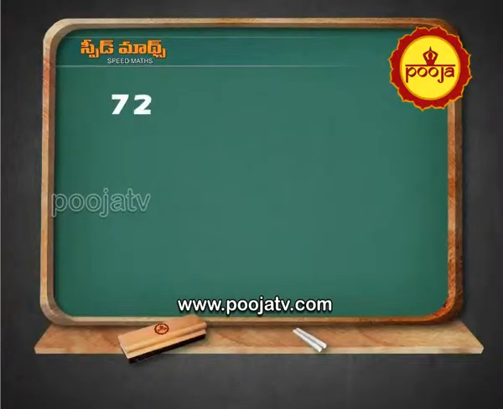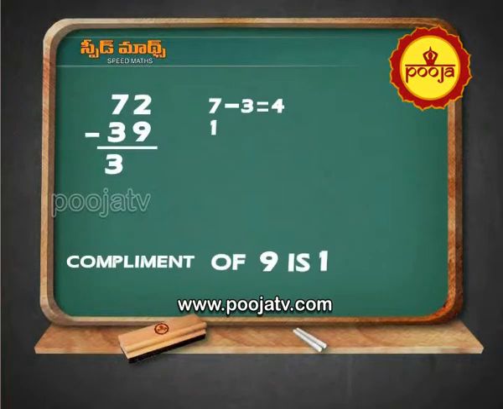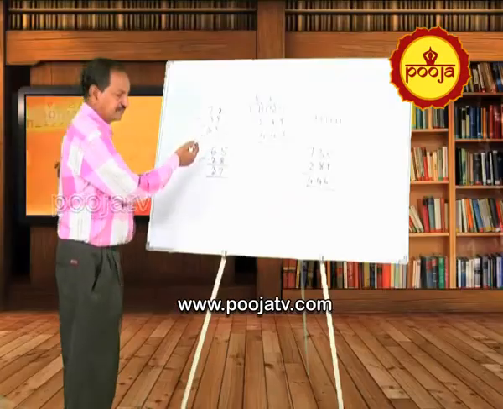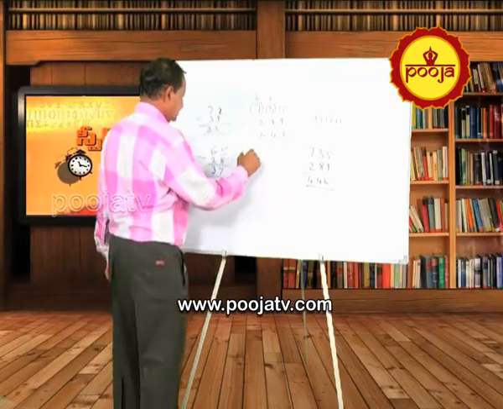See, 72 minus 39. 7 minus 3, 4, but it is a mismatch, so it is 3. Complement of 9 is 1, 1 plus 2, 3, that is the answer. I hope it is clear. Let us do some more problems.